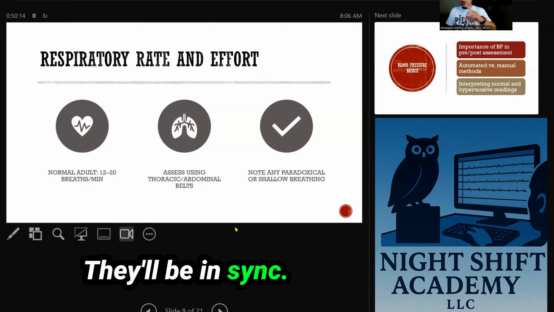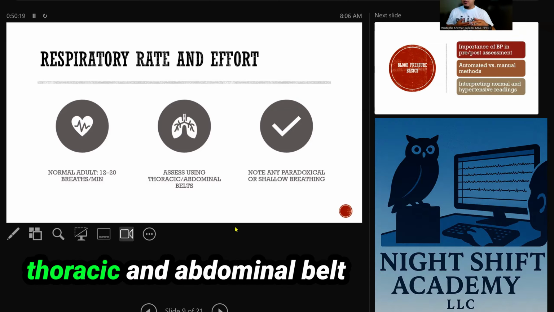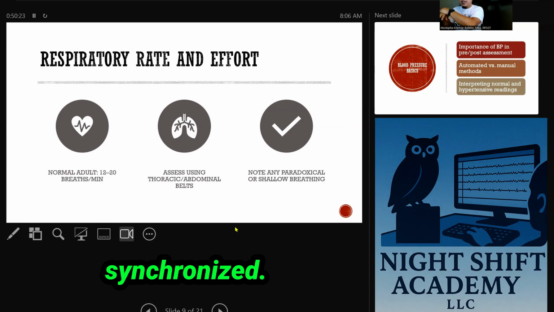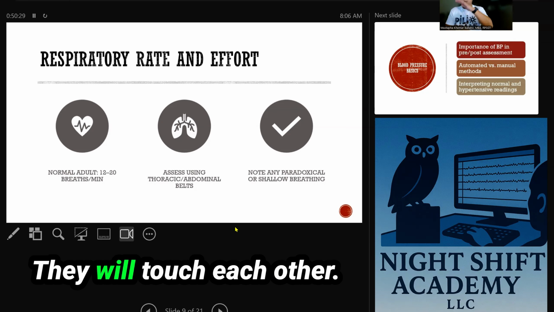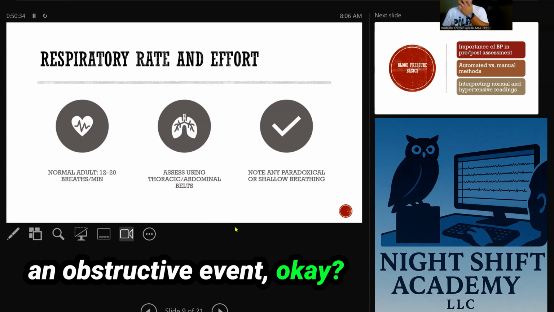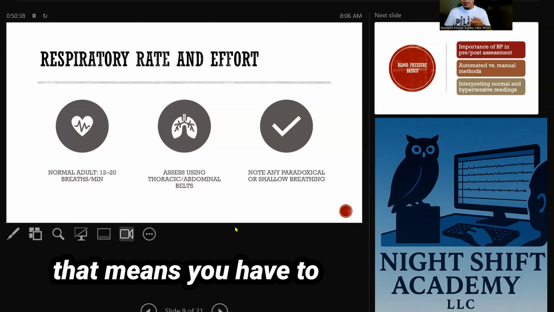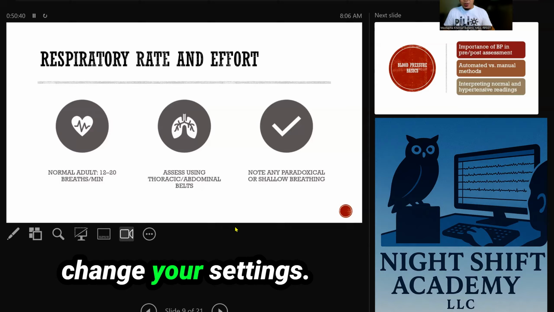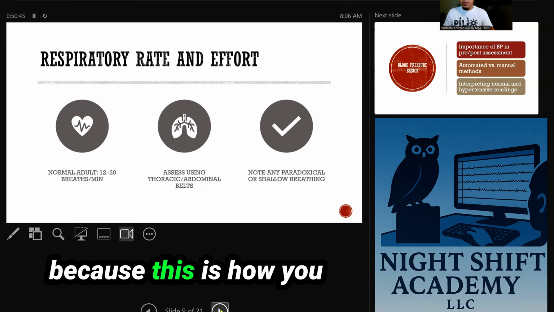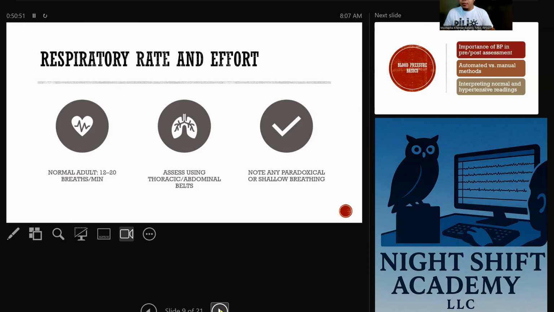They'll all be the same. They'll be in sync. Once the patient is having obstructive events, the thoracic and abdominal belt will go against each other. They will not be synchronized. They will be out of phase. They will touch each other. What's happening there is an obstructive event. Okay, and that's how you know. If you start the study and they're already having paradoxical movement, that means you have to change your settings. Okay. Now, this is important because this is how you know whether your patient is having central or obstructive.